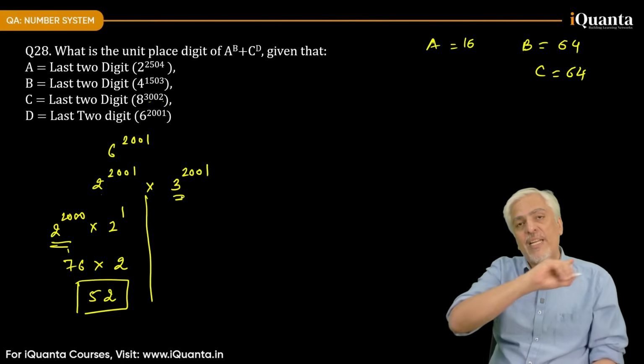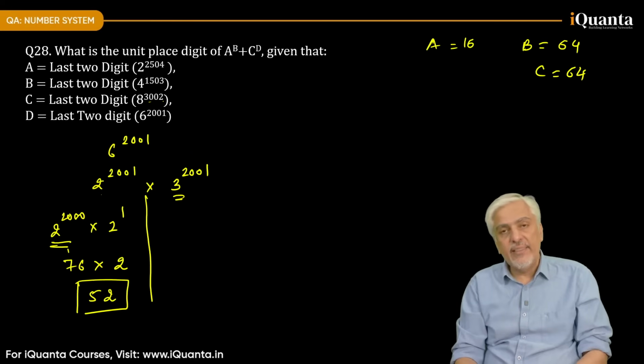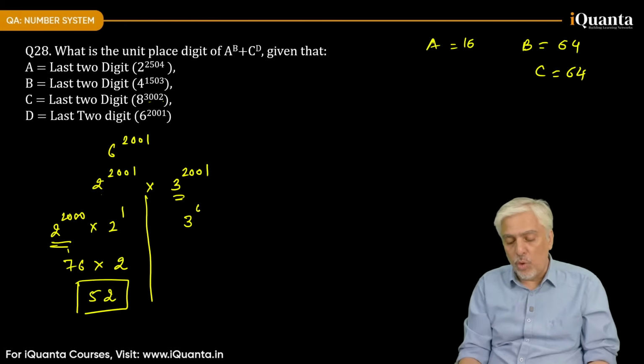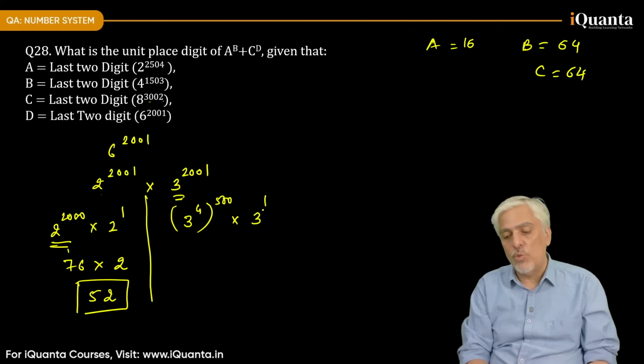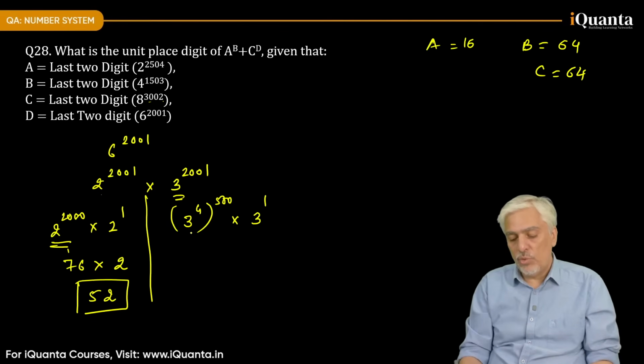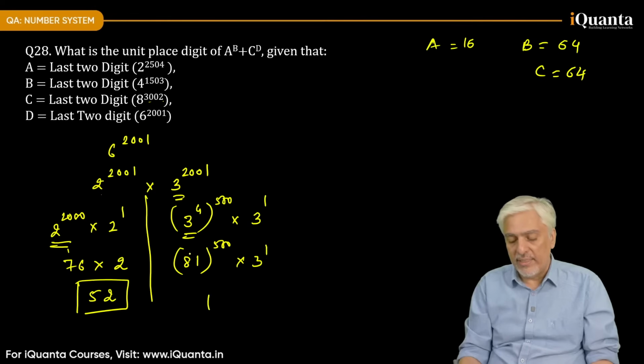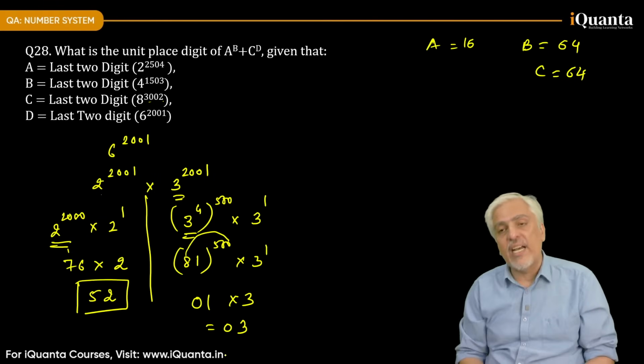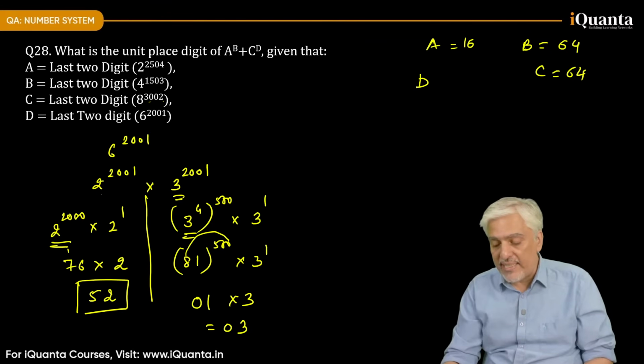इसके लिए हमने अभी थोड़ी देर पहले एक पीछे मेथड किया था, होप याद है. 3 raised to 4 raised to 500 into 3 raised to 1. 3 raised to 4 is 81. 81 raised to 500 into 3 raised to 1. 1. 8 into 0, 0. Into 3, 0, 3. 52 3s are 156. So D is 56.